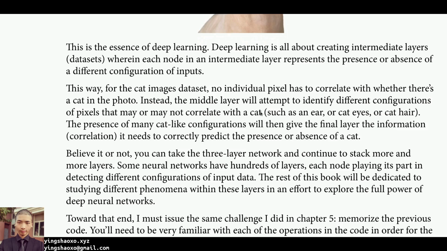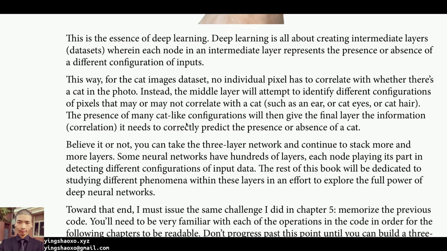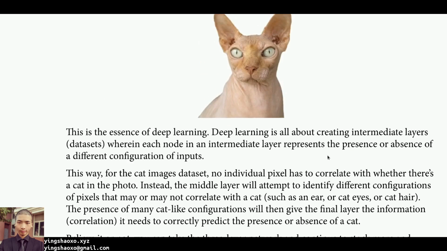middle layer will attempt to identify different configurations of pixels that may or may not correlate with a cat, such as an ear, cat eyes, or cat hair. The presence of many cat-like configurations will then give the final layer the information or correlation it needs to correctly predict the presence or absence of a cat in that image.